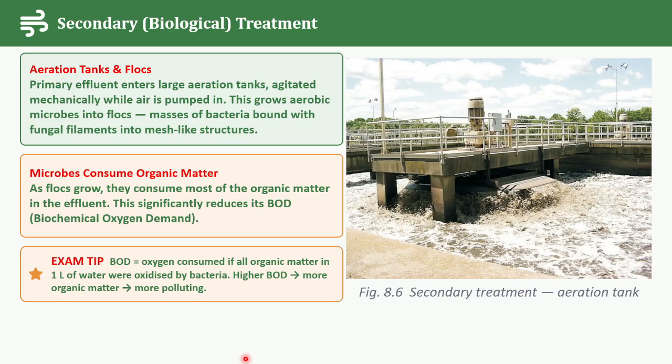And in the next step, step 2, air is pumped. That is, air is continuously supplied. Why are they providing air? Because we want the growth of the aerobic microbes. That is why air is given. And the next one, formation of the flocs takes place. That is, the aerobic microbes grow into structures called flocs. What are these flocs?